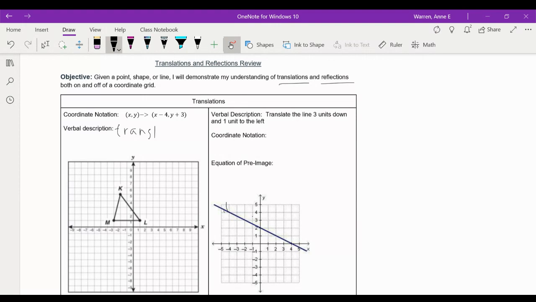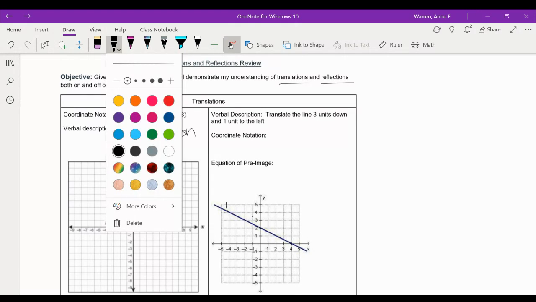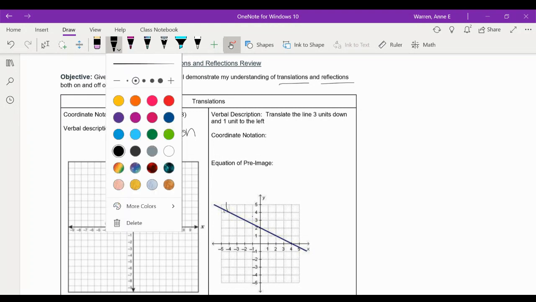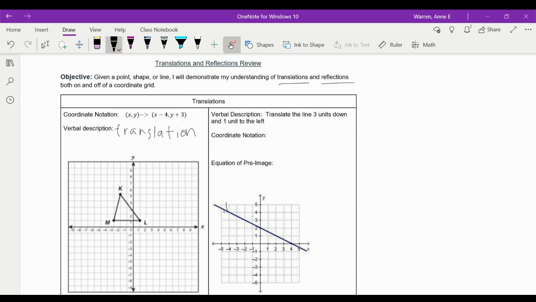My pen is not working great. Sorry about that. Translation. Oh, this is interesting. Sorry. I usually don't have this problem. I don't know if that's going to do anything, but we'll try.